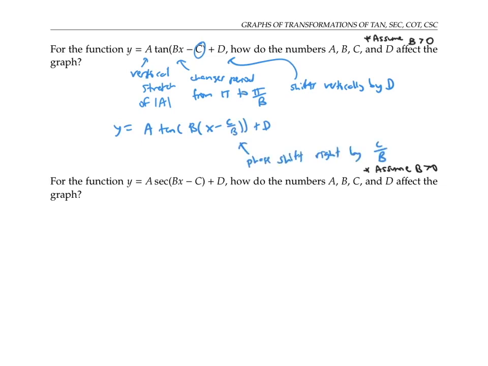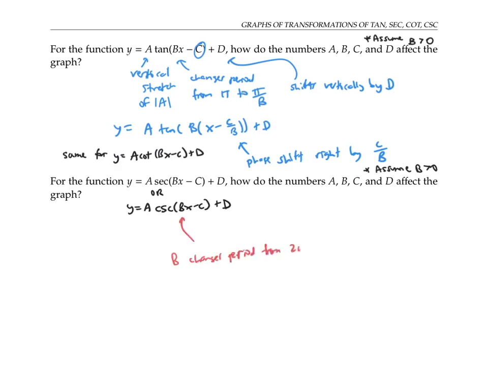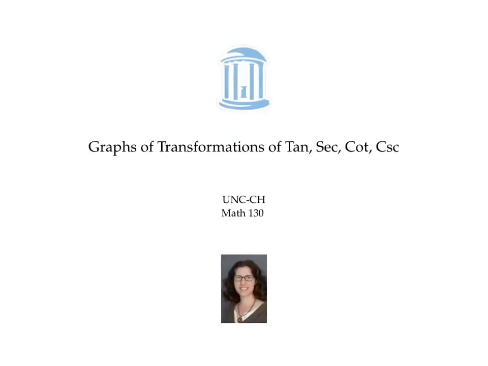The same things hold if instead of tangent, we have a graph of cotangent. We can say the same things for a graph of secant and a graph of cosecant. The only thing to be careful of is that b now changes the period from 2 pi to 2 pi over b, simply because the original period of secant and cosecant is 2 pi, whereas the original period of tan and cotan is pi. If you know what the original graphs of tan, secant, cotangent, and cosecant look like, you can use your knowledge of transformations to graph more complicated functions.